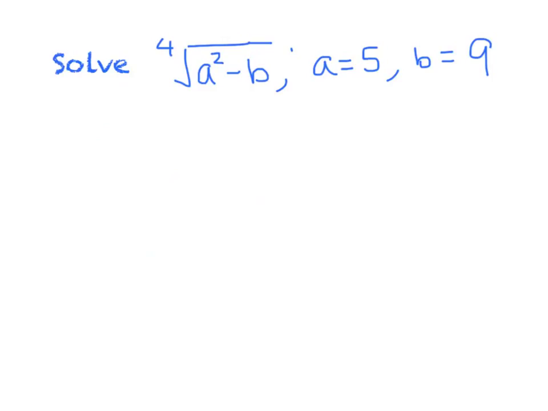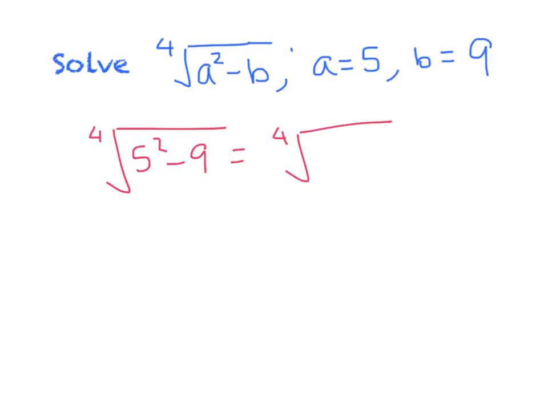Here we want to find the fourth root of a squared minus b. So we're just going to plug in numbers here. Fourth root of 5 squared minus 9, or the fourth root of 16. And this just equals 2.